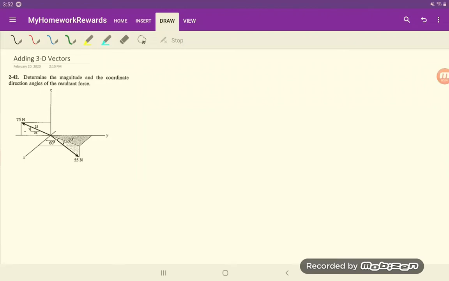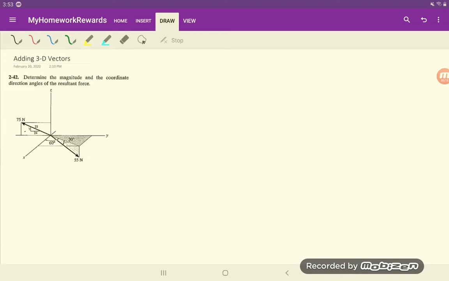Today we're going to work on a question from Statics and Mechanics of Materials, second edition by Hibbeler. It involves adding forces in 3 dimensions. So the question is, determine the magnitude and coordinate direction angles of the resultant force. Why would we want to do this?